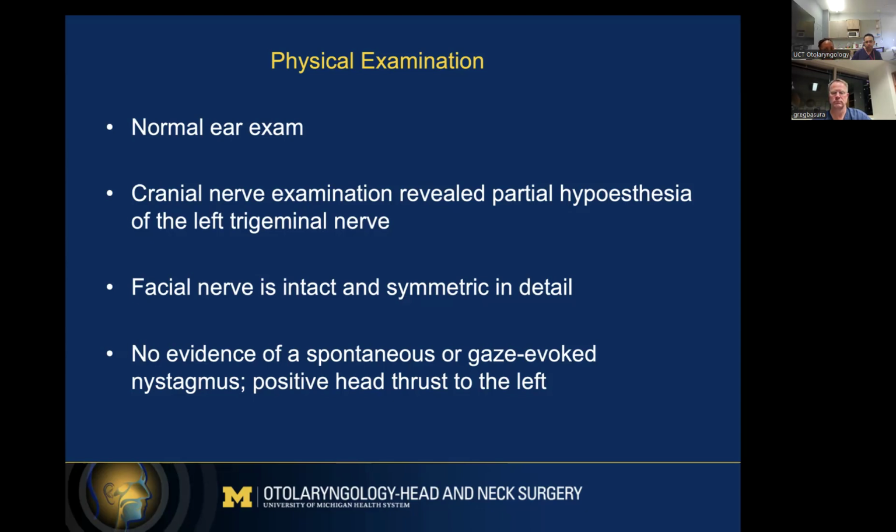One, you want to rule out a CP angle lesion that could be compressing on all those components. You also want to rule out a neuropathy because the patient is diabetic and they could be having a neuropathy that is affecting multiple cranial nerves. And neuropathy, but yeah, you would also want to consider neuritis.